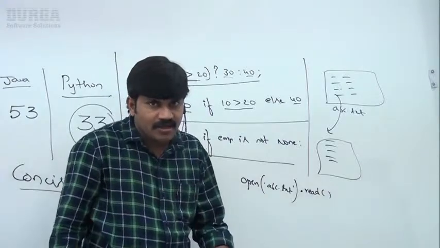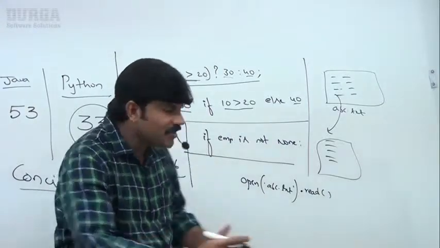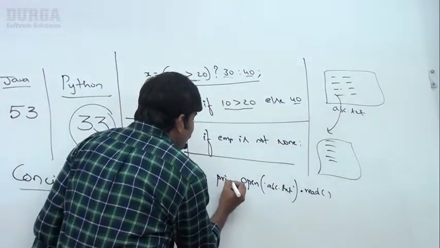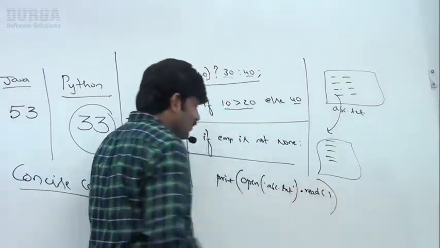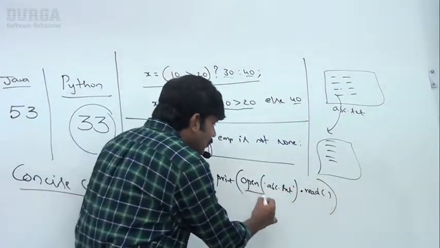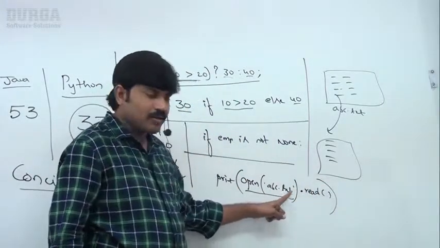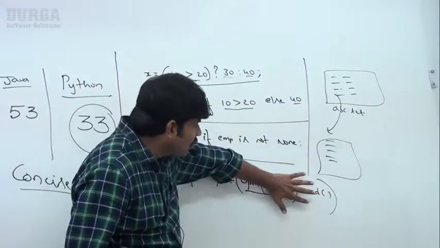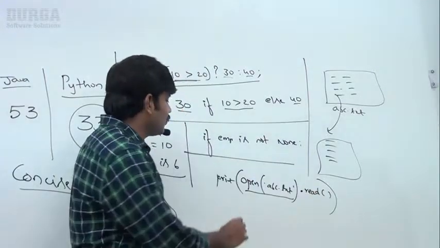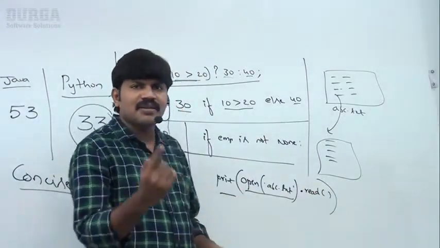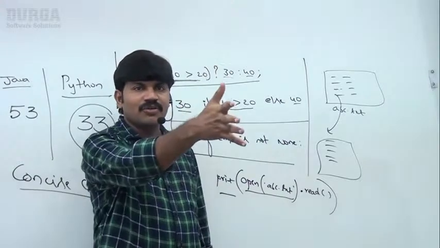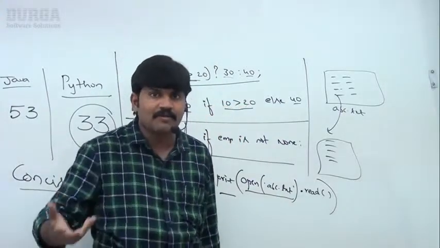Now you are getting the data. Print this data, then automatically print. That's it. Are you getting it? Open abc.txt and read the data and print that read data to the console. That's all. A single line which is going to read the total data from the file and print to the console.